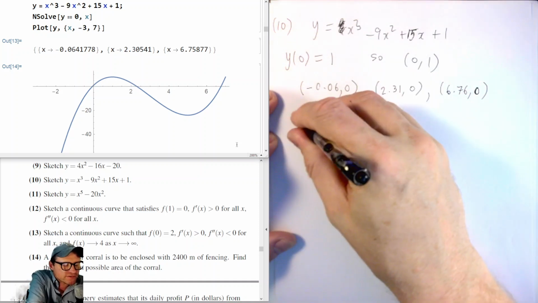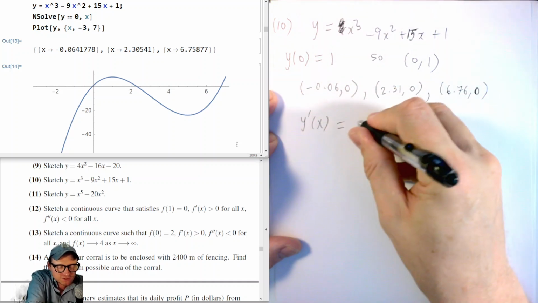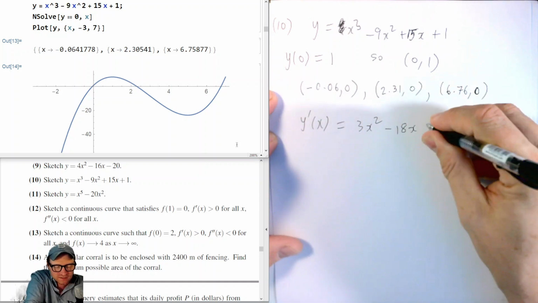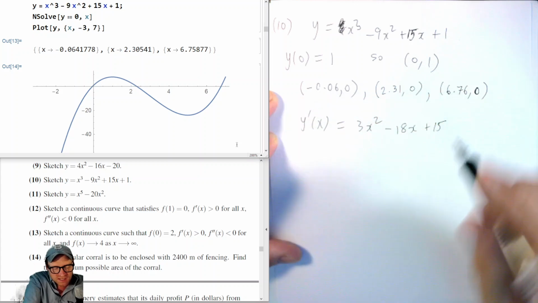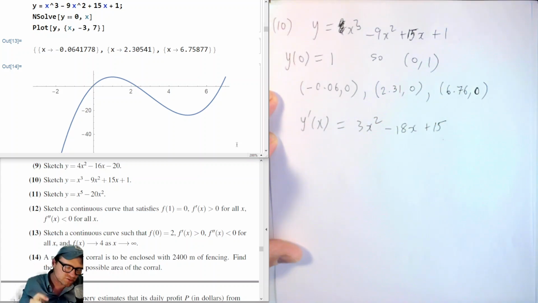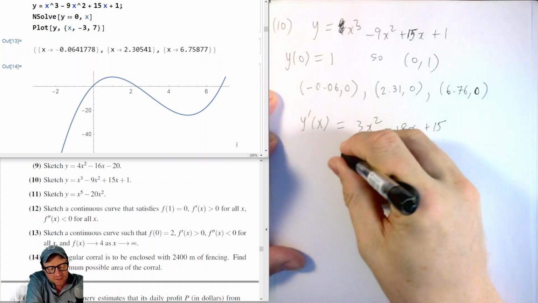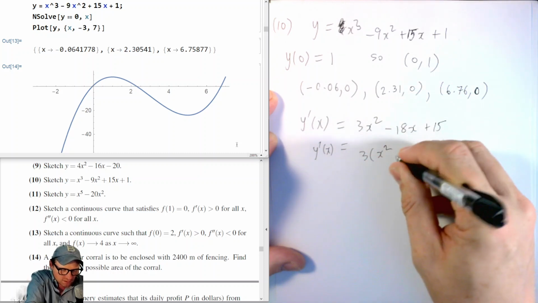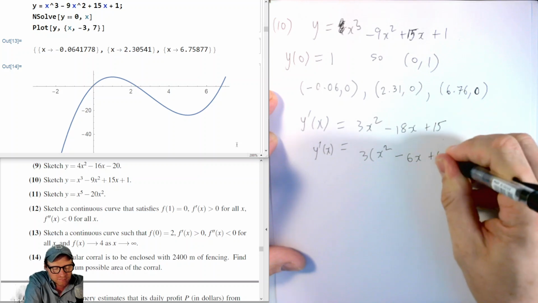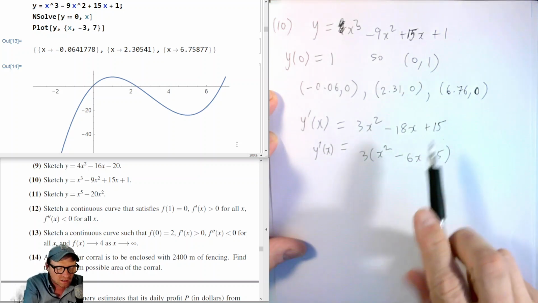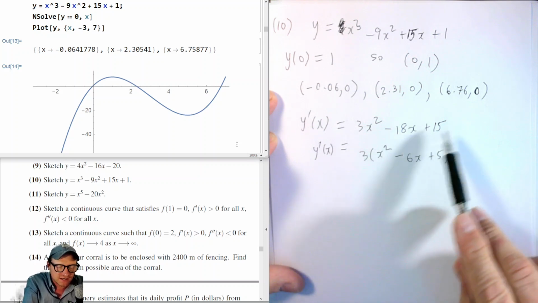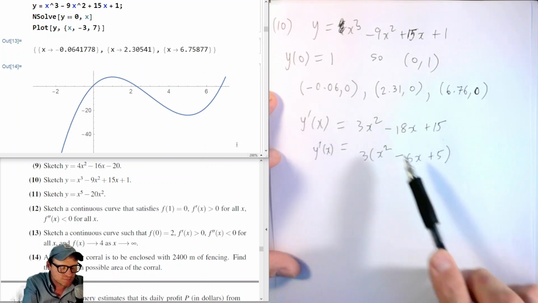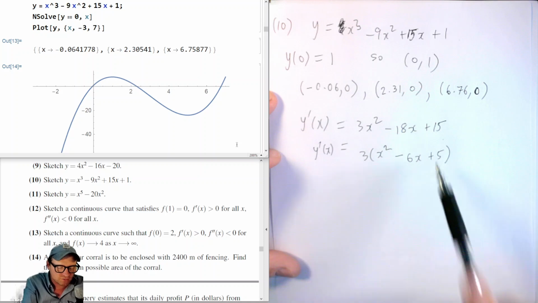Okay, so I take a first derivative. y dash of x is equal to 3x squared minus 9 times 2 is 18x, and then plus 15. Well, this is nice because clearly each of these terms is divisible by 3. So let's factor out a 3. So y dash of x is equal to 3 outside of x squared minus 6x plus 5. And how do I know that? Well, I see each of these is divisible by 3, and so then I divide them by 3. 3 divided by 3 is 1. 18 divided by 3 is 6, but I carry the minus sign there. 15 divided by 3 is 5.